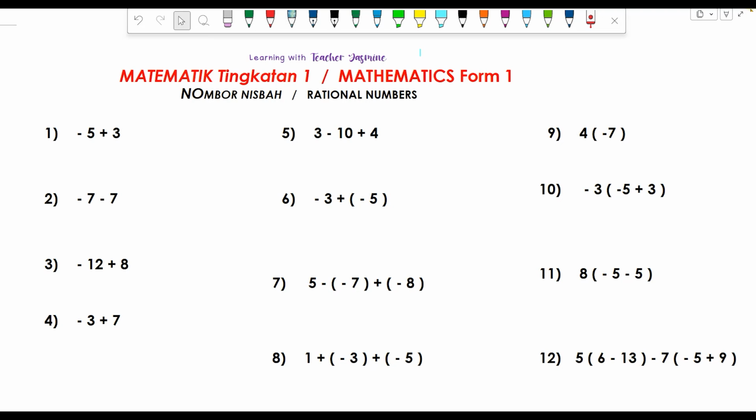Rational numbers. Okay, so this kind of questions usually students will use calculator to calculate, but my advice is don't use your calculator, right? Because when you use your calculator you will waste a lot of time in exam. So try to do all these kind of simple questions without using a calculator. If you at all are using a calculator, use it at the end only to check your answers whether they are correct or wrong.